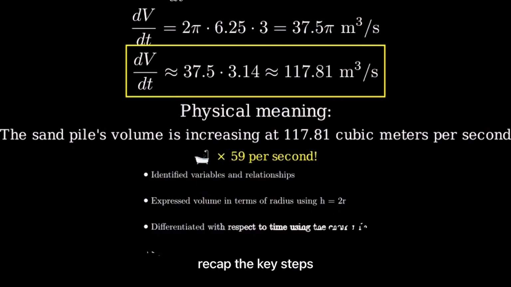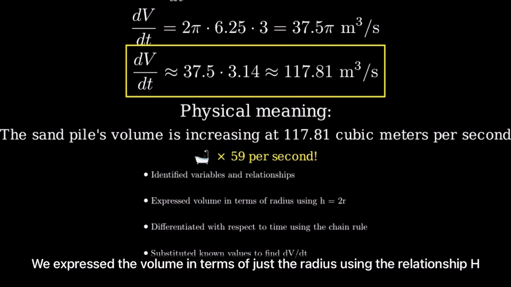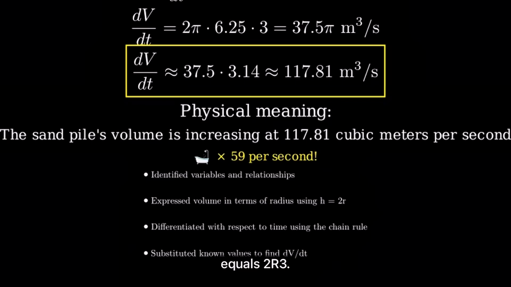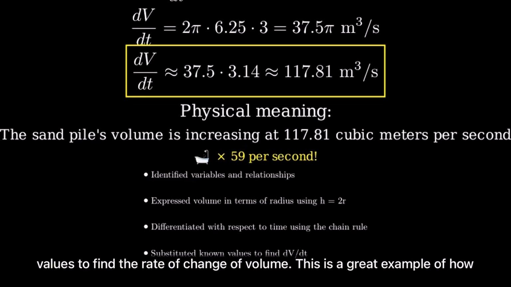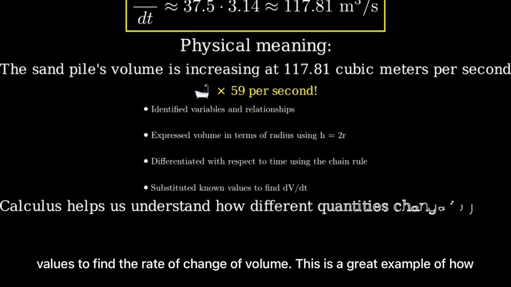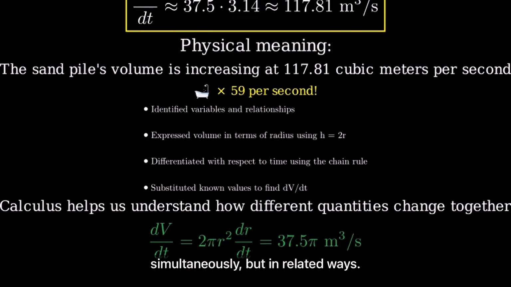Let's recap the key steps we took to solve this problem. 1. We identified all the variables and their relationships. 2. We expressed the volume in terms of just the radius using the relationship h equals 2r. 3. We differentiated with respect to time using the chain rule. 4. We substituted the known values to find the rate of change of volume. This is a great example of how calculus helps us understand dynamic situations in the real world where different quantities are changing simultaneously, but in related ways.